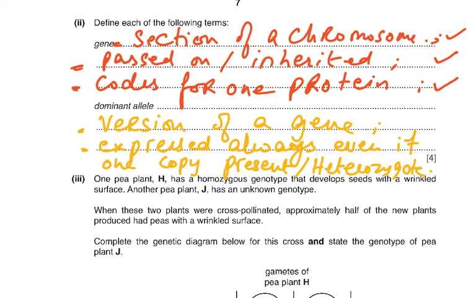Then a dominant allele is a version of a gene, an alternative form of a gene, which is expressed always, even if one copy is present. Even if it is this, it will always be expressed. So this is called the heterozygous state. So it will always be present, will always affect.